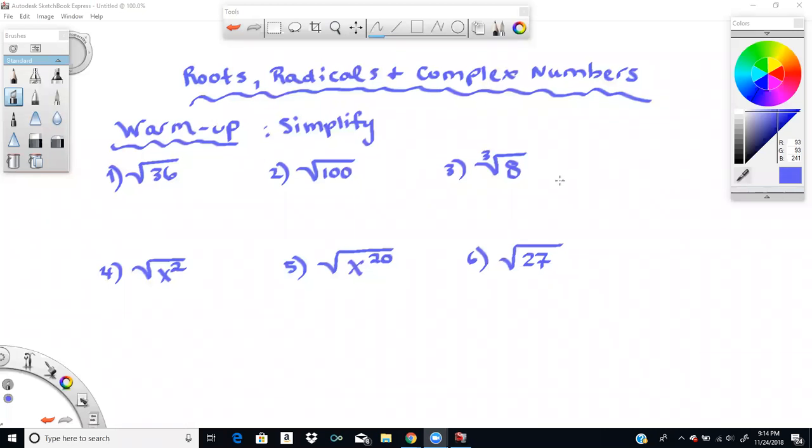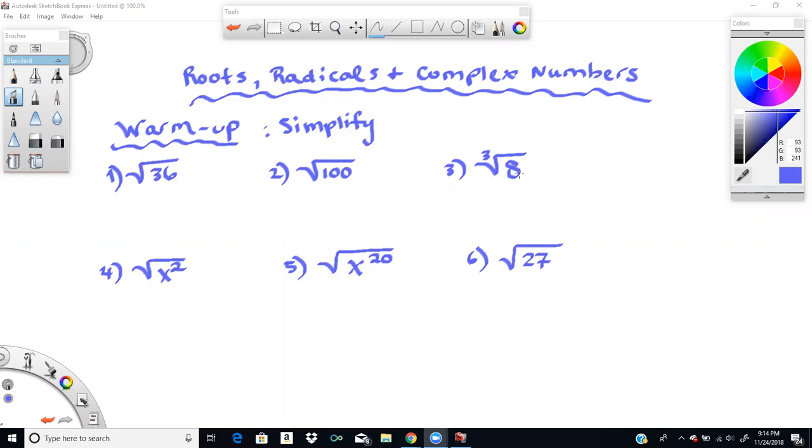Hello, today we're going to look at roots, radicals, and complex numbers. We need to be able to simplify radicals, especially square roots, when solving quadratic equations.